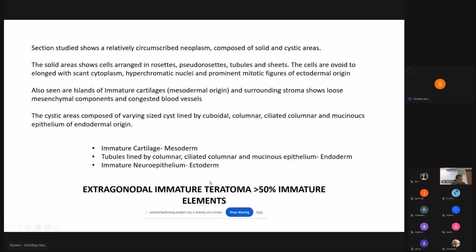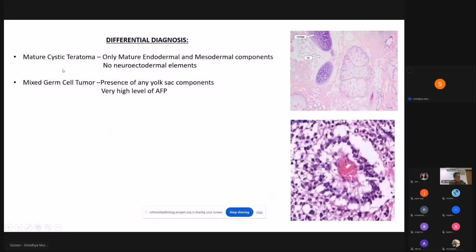So I'll conclude my diagnosis as extragonadal immature teratoma with more than 50% immature elements. My differential diagnosis will be a mature cystic teratoma. In mature cystic teratoma, we can only see mature endodermal and mesodermal components like mature cartilage, sebaceous glands and fat. No neuroectodermal elements will be present. We can also consider mixed germ cell tumor, for which you need to see the presence of yolk sac elements, which is Schiller-Duval bodies, in the sections. As it is not seen, I conclude my diagnosis as an extragonadal immature teratoma with more than 50% immature elements.